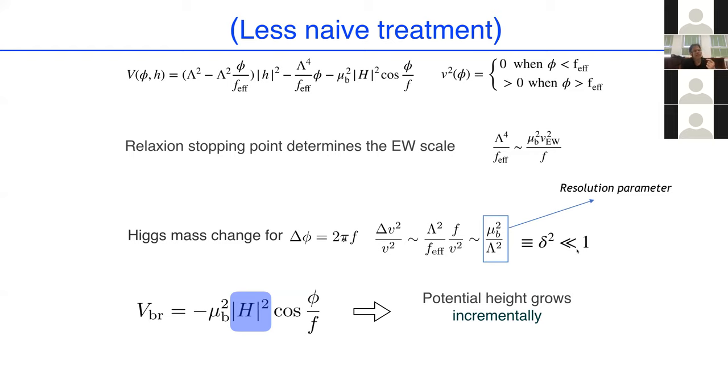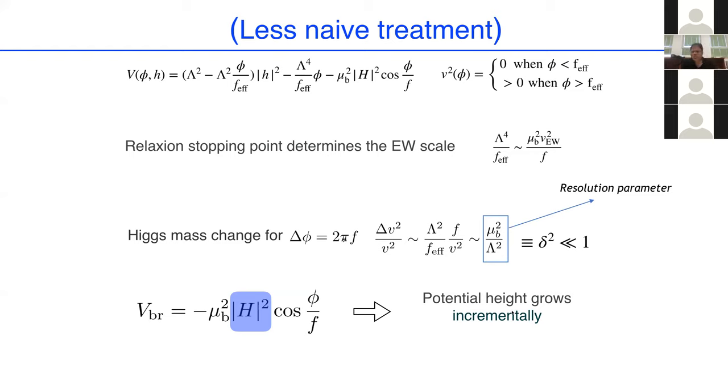And the scanning, the resolution parameter for how much the vev of the Higgs changes is proportional to the ratio between the Beck reaction parameter, mu b squared, and the cutoff of the theory, which could be very small in fact, much smaller than one. So it means that each time the relaxion is moving through one wiggle, then the vev of the Higgs only changes in an incremental way.